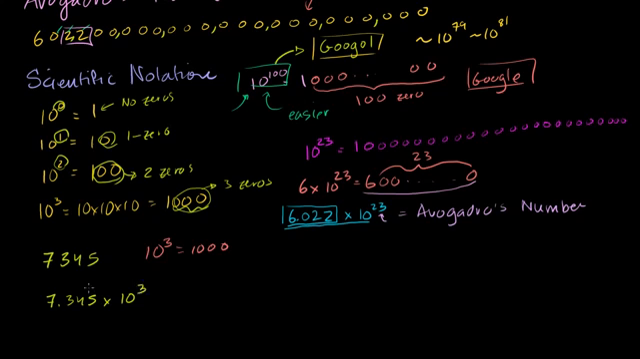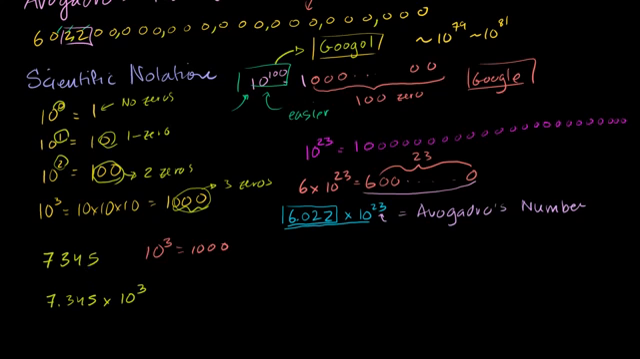Because it's going to be 7 thousandths plus 0.3 thousandths. What's 0.3 times 1,000? 0.3 times 1,000 is 300. What's 0.04 times 1,000? That's 40. What's 0.005 times 1,000? That's a 5. So 7.345 times 1,000 is equal to 7,345.